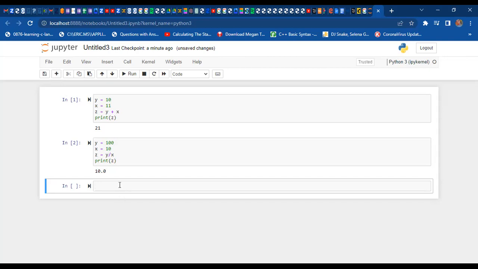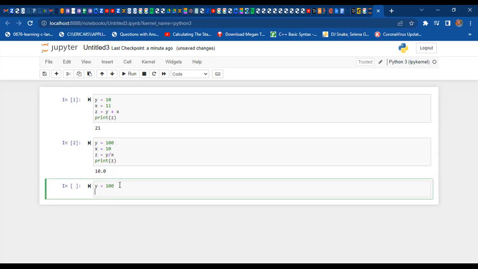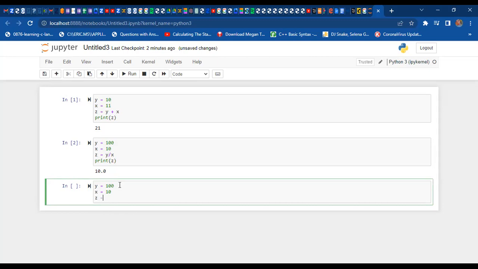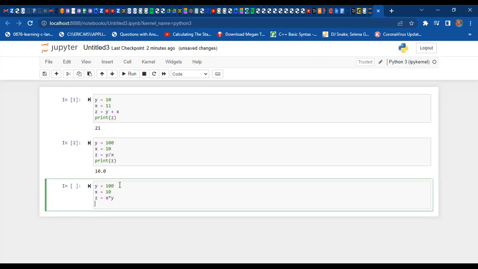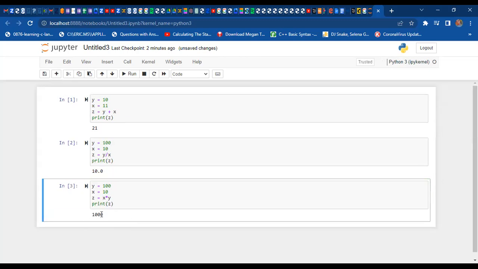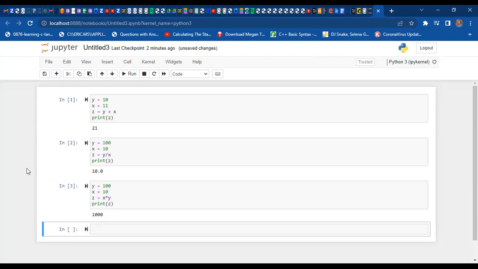We can try multiplication. Y is equal to 100. X is equal to 10. Z is equal to x times y. Print z. Here it gives you an integer. An integer multiplied by an integer gives you an integer. Okay. Is my screen clear?